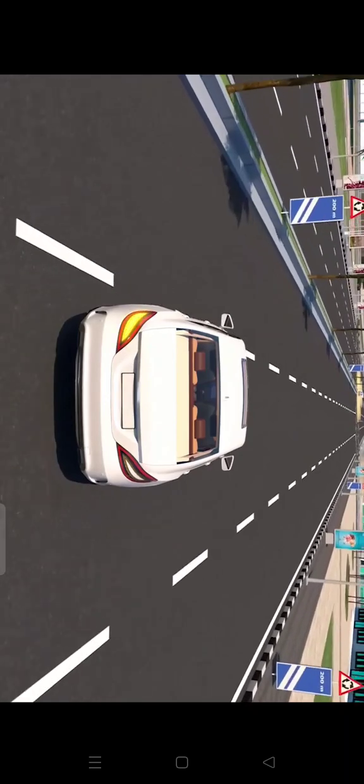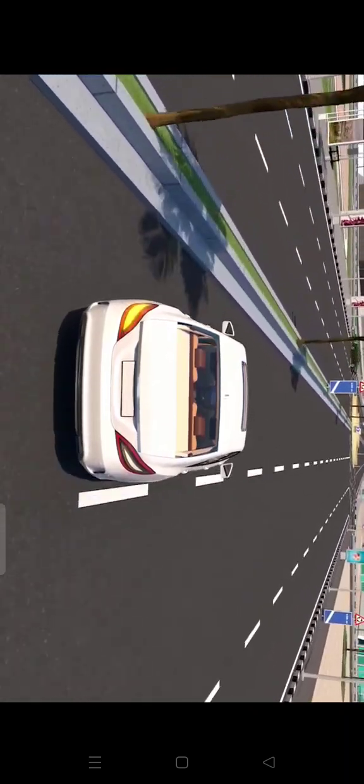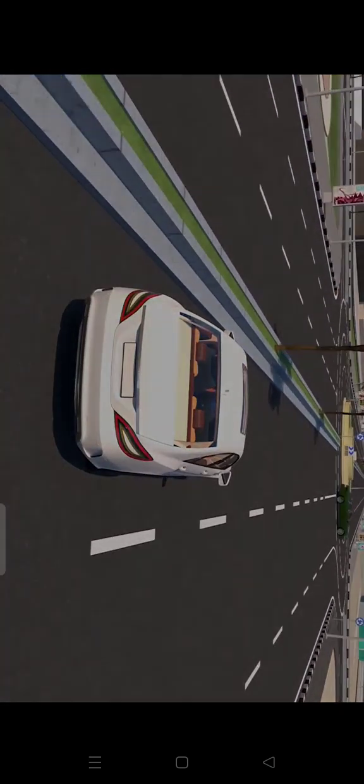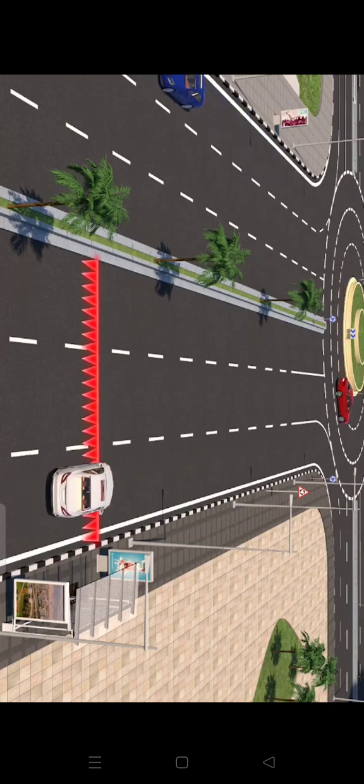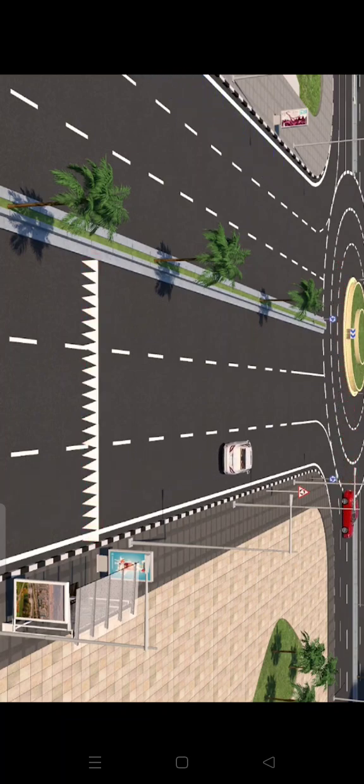Roundabout warning road markings. These markings exist before the roundabout's entrance in white color. It forces the driver to reduce the speed of his vehicle. Roundabout dealing rules. No road marking.